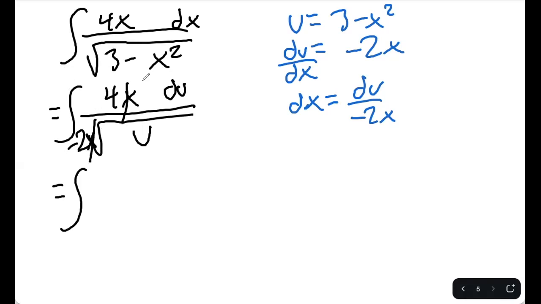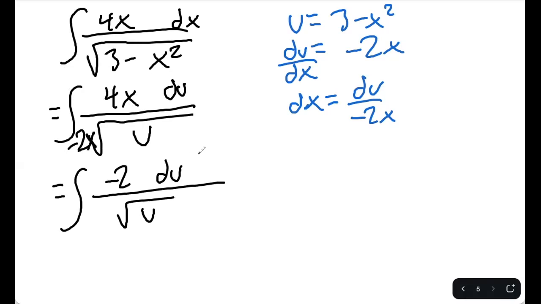Yeah. If it didn't cancel, we would be in trouble. So the x's go away. And would the -2 also cancel, like with the 4? Yeah, so you have 4 over -2, which is -2, right? So, all right, I guess this is what we're integrating now.